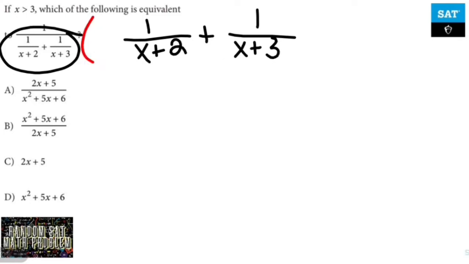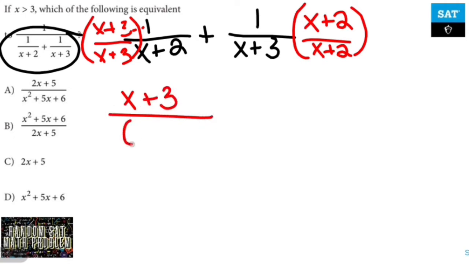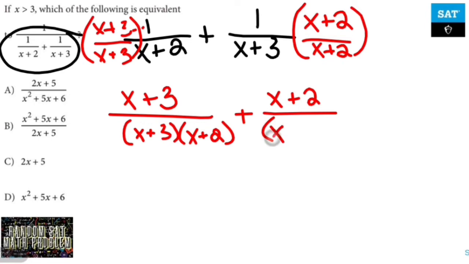I'm going to multiply this fraction by x plus 3 over x plus 3. I'm going to multiply this fraction by x plus 2 over x plus 2. So when I do that, I have x plus 3 times 1, so x plus 3 over x plus 3 times x plus 2, plus this guy gets multiplied to 1, so x plus 2 over x plus 3 times x plus 2.